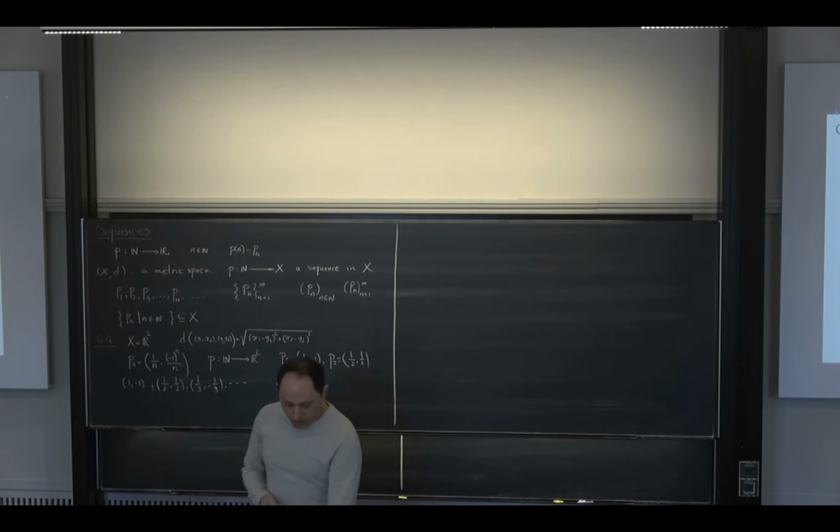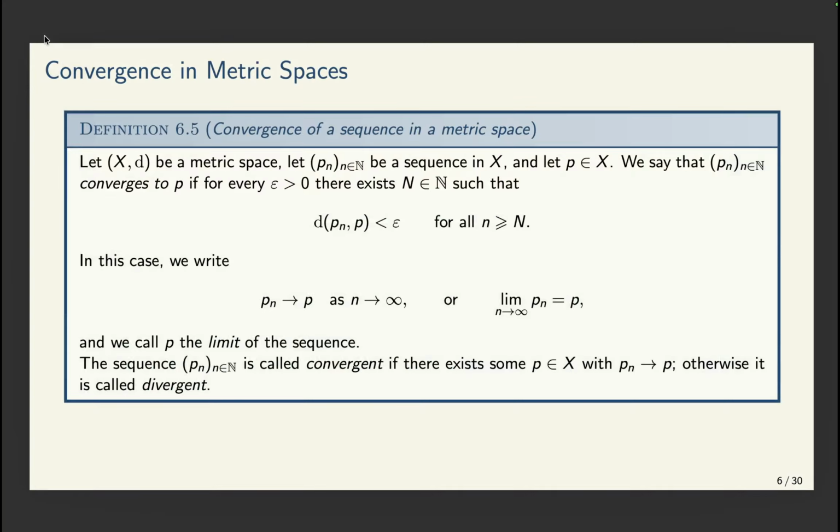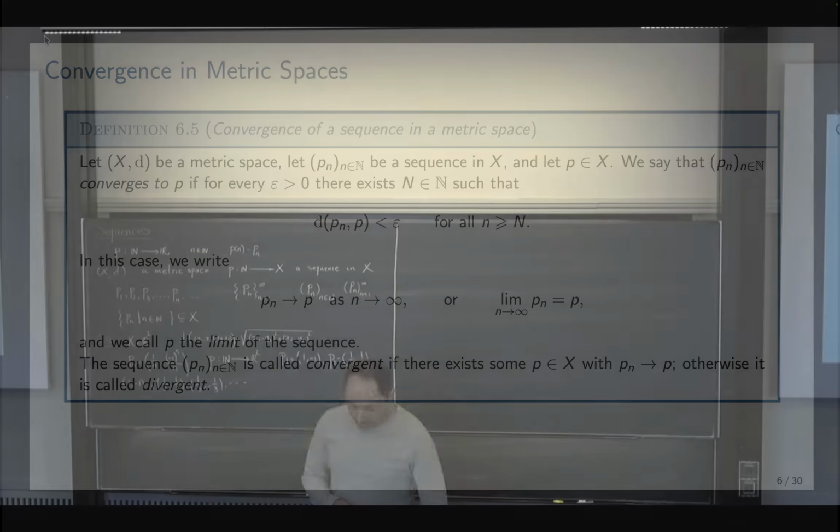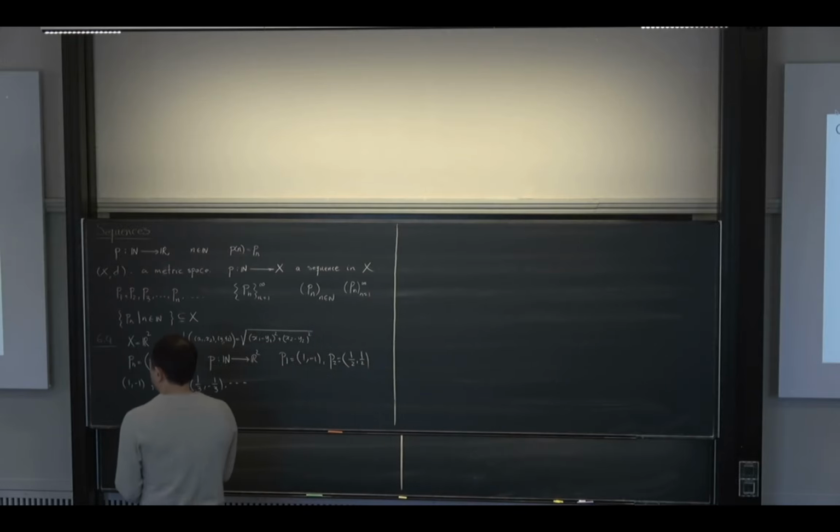Okay, so now let us go to the next one. This is the notion of the convergence of a sequence in a metric space. Let me define it here for you on the board. You can also see the slides. So 6.5.